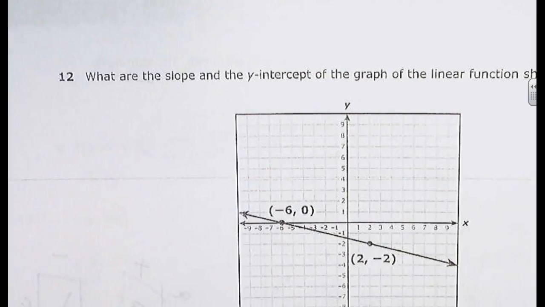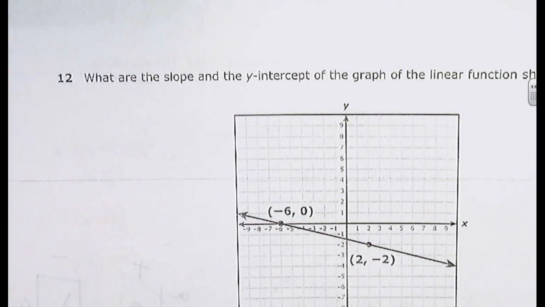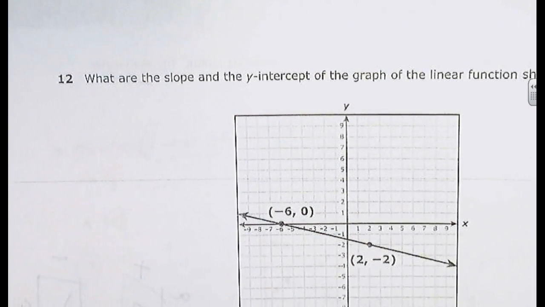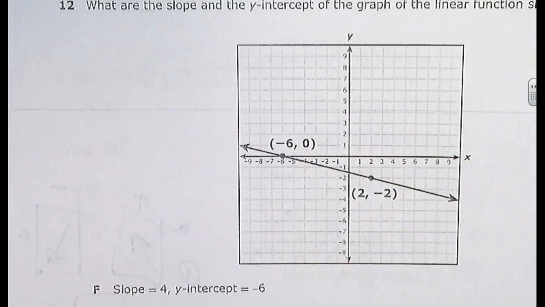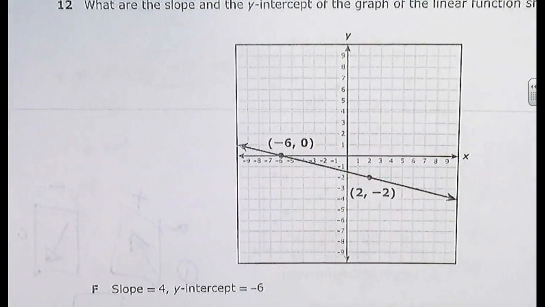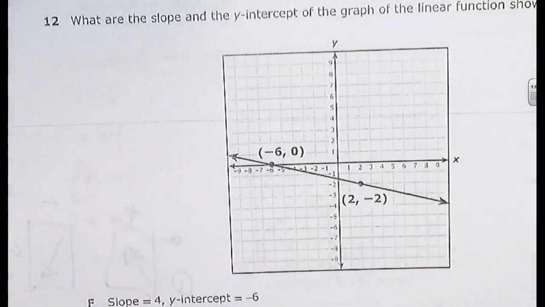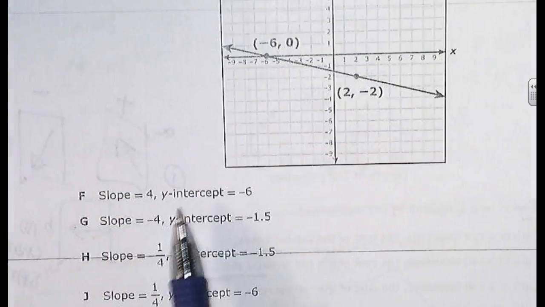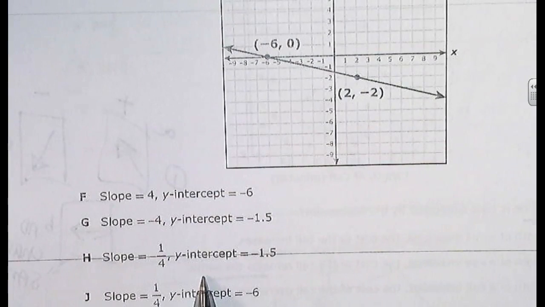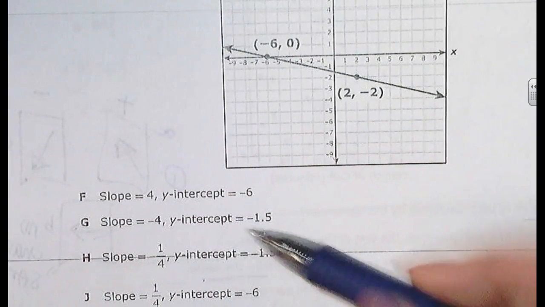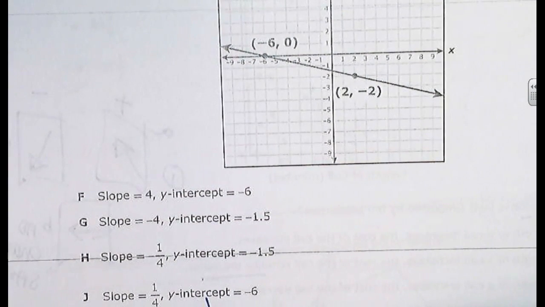Answer D. Question 12. What are the slope and y-intercepts of the graph of the linear function shown on this grid? Well, I've got me a line. Aren't I lucky? I see 2 points. How nice for me. Some of y'all do those points backwards anyway. And it says, go find slope and go find y-intercept. Now, you better know y-intercept. You better know. Y-intercept is what? Where it crosses the y-axis.